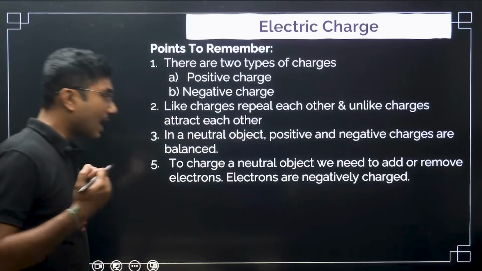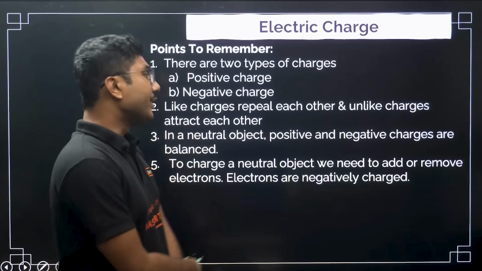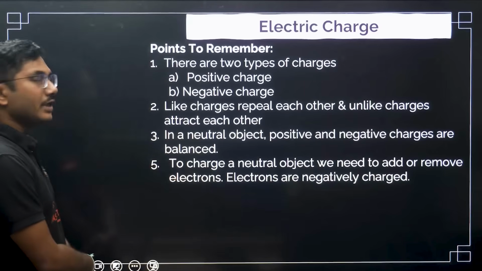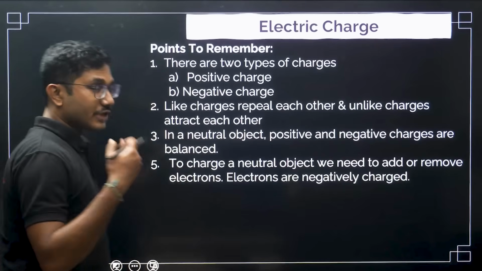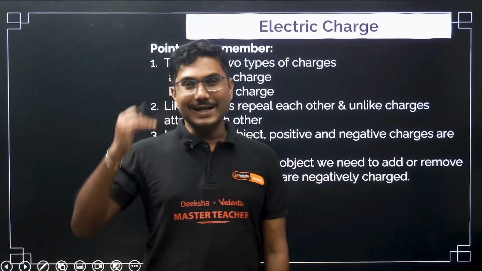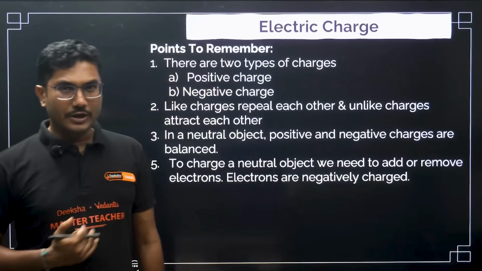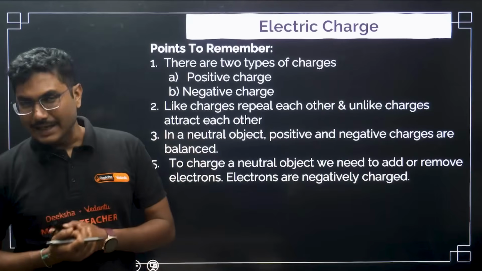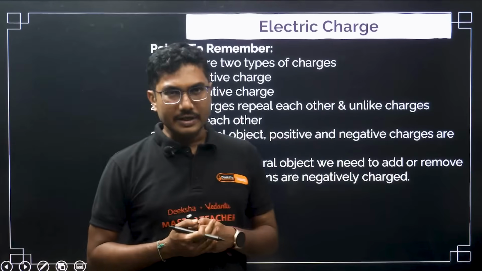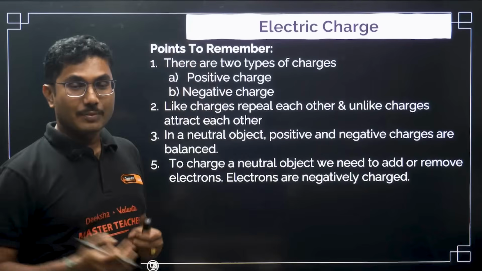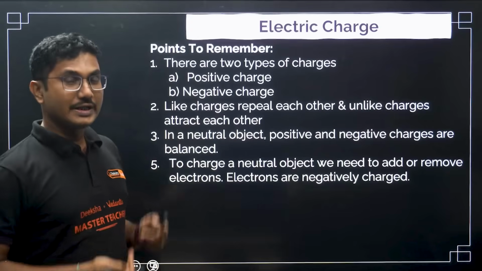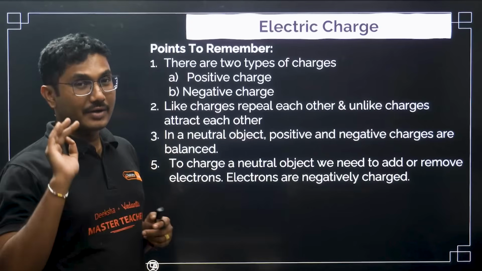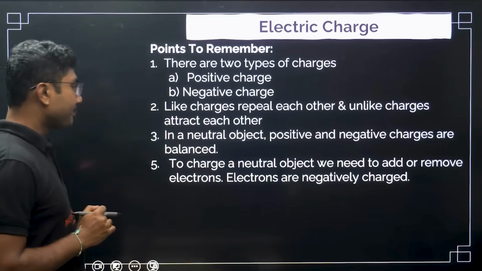Next, to charge a neutral object, we need to add or remove electrons. So only electrons can be removed. To charge an object, we have to either add electrons or remove electrons. Now electrons are negatively charged. You already know that electrons are negatively charged. Now what is a positively charged particle? Positively charged particles are protons. In detail we will learn about that in our atomic theory chapter, right?